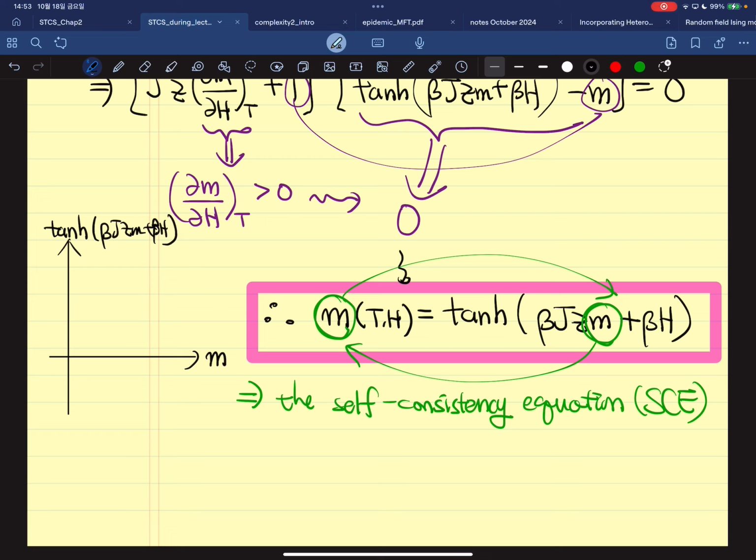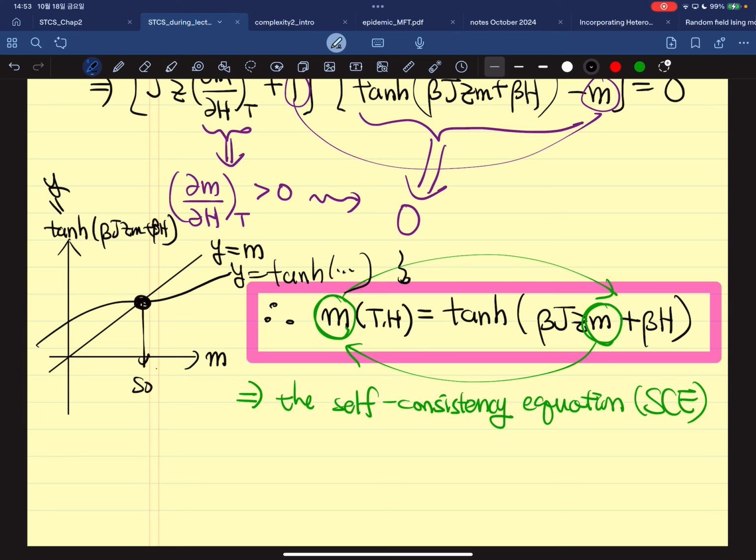And of course, you can have this M equal M, or a weird expression. Y is equal to M, and Y is something else, then the intersection here should be the solution. This is a typical way to solve this so-called self-consistency equation. We'll get back to that later.